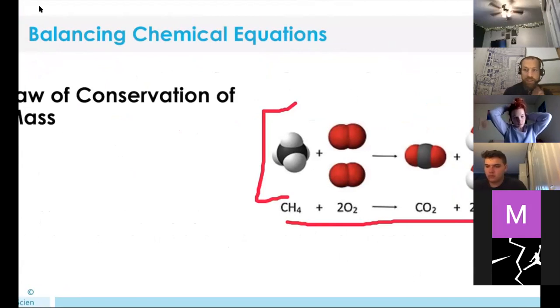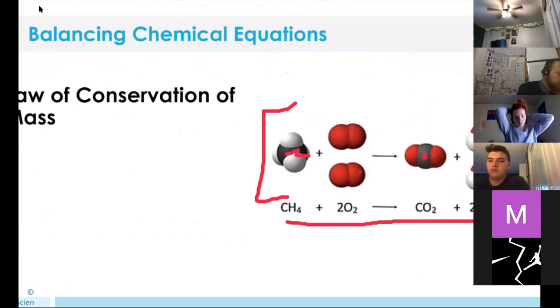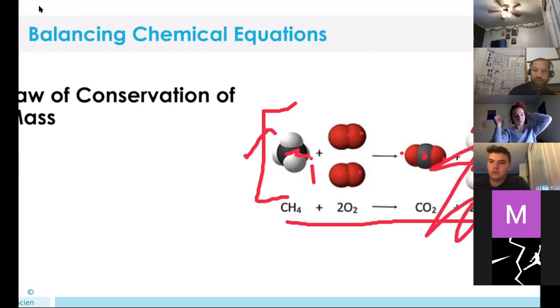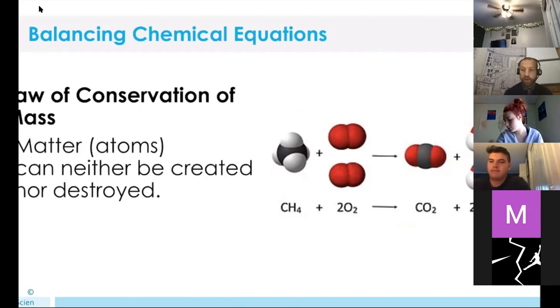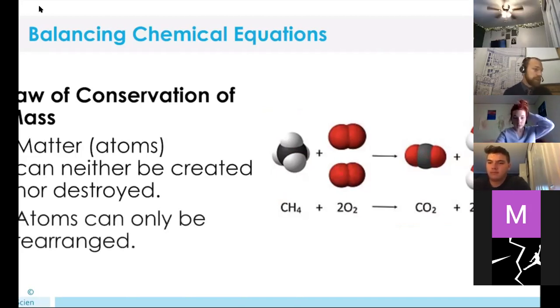What you'll notice, just like last time, is the number and type of atoms are going to stay the same. We got one carbon over here, we got one carbon over here, we got 1, 2, 3, 4 oxygen over here, we got 1, 2, 3, 4 oxygen over here, we have 1, 2, 3, 4 hydrogen over here, and 4 hydrogen over here. Those atoms must be the same on both sides, as both Gabby and Asha told me so brilliantly last question, right? Matter cannot be created or destroyed, not through a chemical reaction. Atoms can only be rearranged.